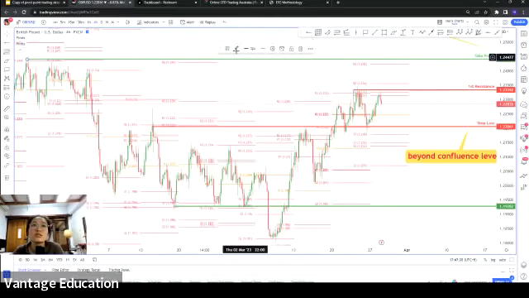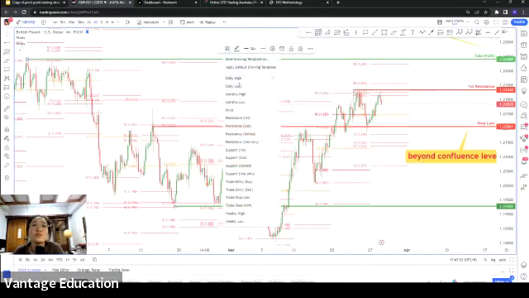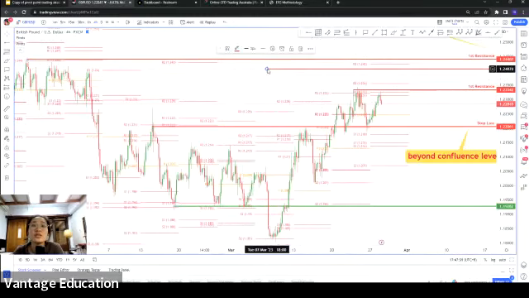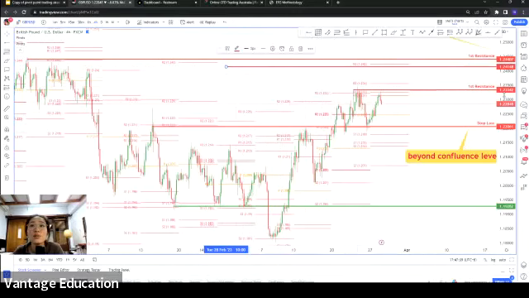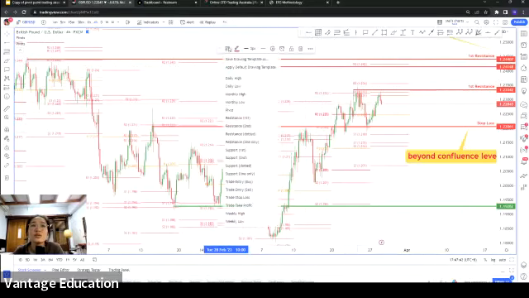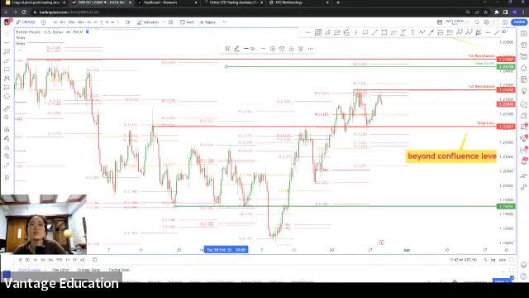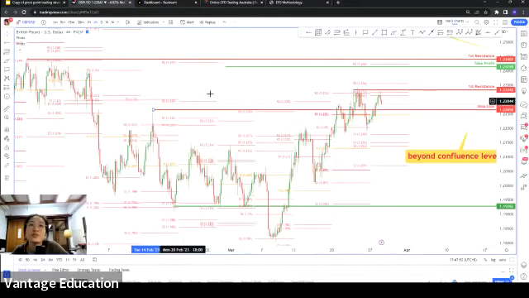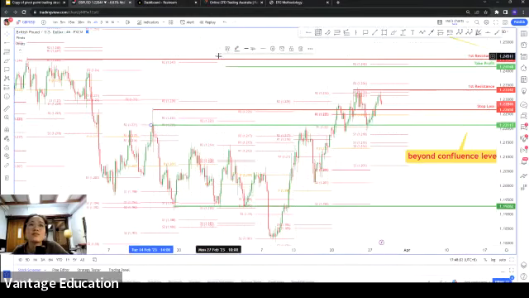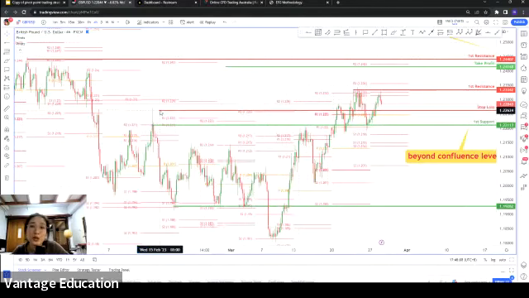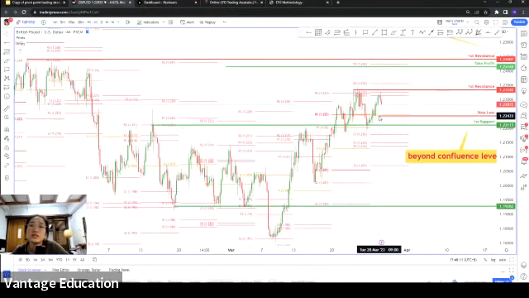So this is my first resistance. My take profit will probably be somewhere before. So further down here, this would be my take profit. Okay, and then for stop loss, you would want to have your stop loss beyond the confluence area. So once again, my confluence area is here. At my first support, my stop loss would be beyond it.